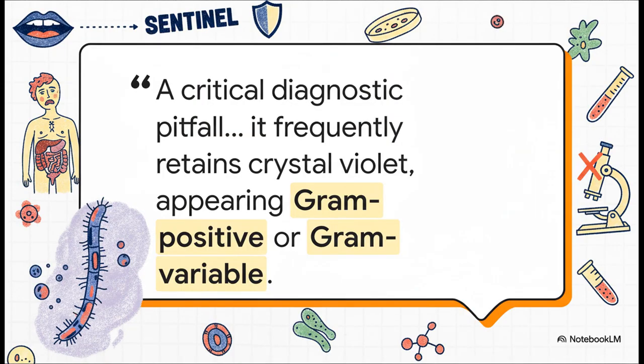But here it is. This is the single most critical diagnostic pitfall. Even though it is structurally gram-negative, it frequently holds on to that crystal violet stain, making it look gram-positive or gram-variable. This is a massive trap. It can so easily be mistaken for a diphtheroid or a lactobacillus, and that's why it gets missed or misidentified, which can lead to the wrong therapy.